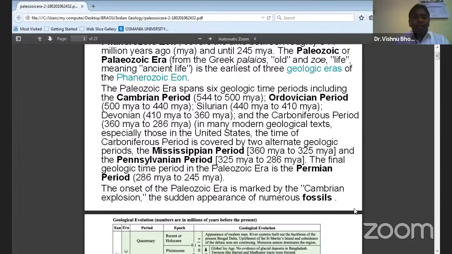The Carboniferous period covers two alternative geological periods: the Mississippian period, 360 million years to 325 million years, and the Pennsylvanian period, around 325 million years to 286 million years. The final geological time period in the Paleozoic era is the Permian period, around 286 million years to 245 million years.